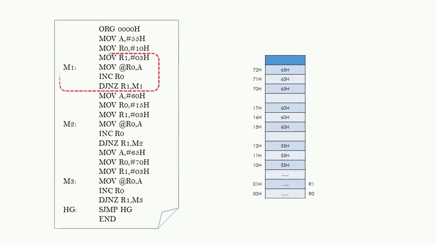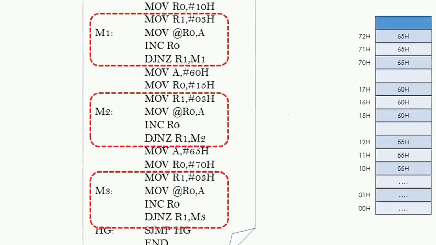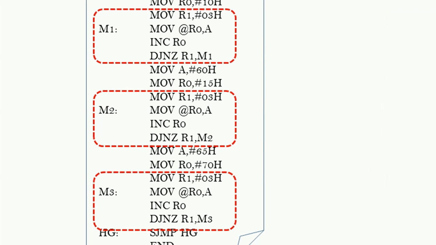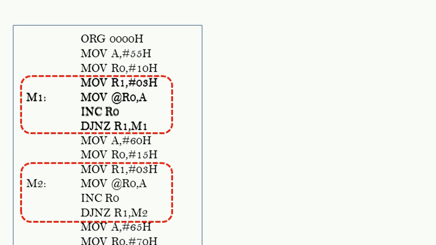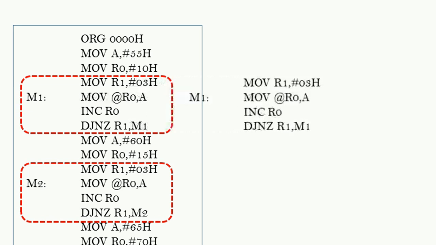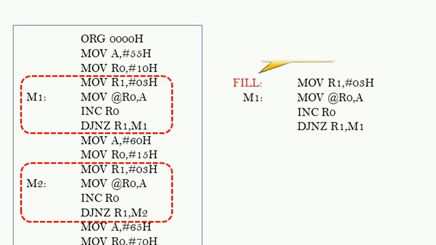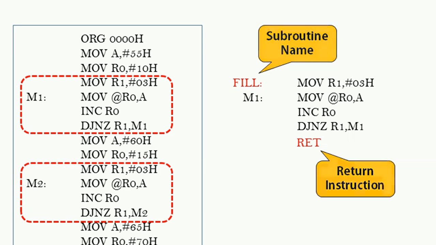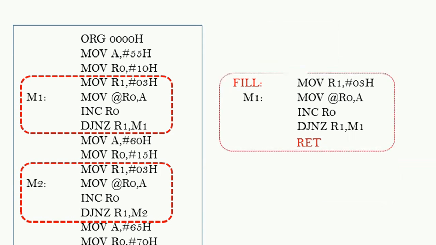Let's look at these few sets of instructions. They are in fact the same. Instead of rewriting them over and over again, we can write them as subroutines. Take a set of the codes. Give it a subroutine name and a return instruction. This is the finished subroutine.